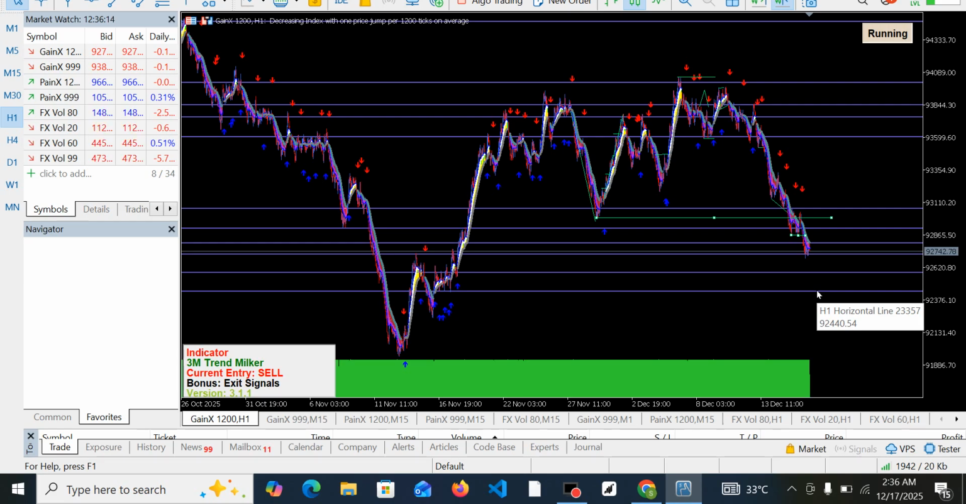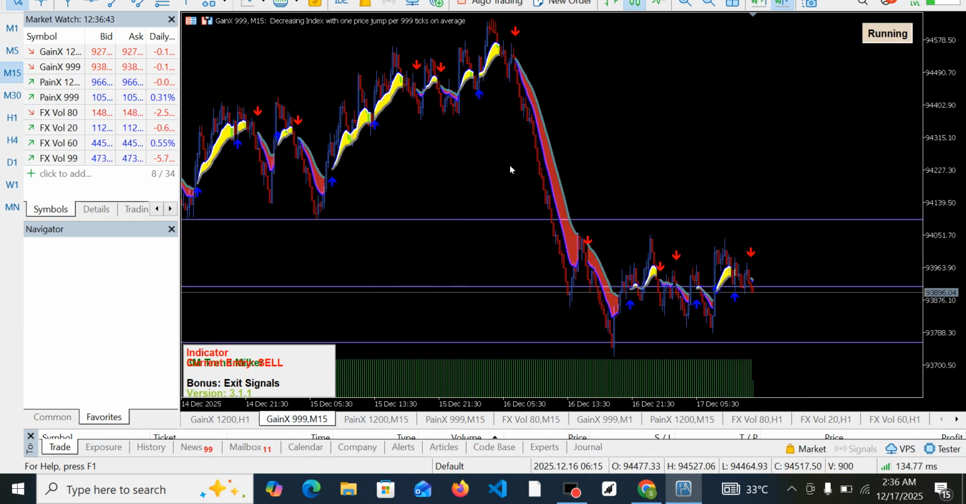So that is why I said the trend trading strategy is still one of the best trading strategies anyone can use. And of course, it is also important to check out the direction of the markets before you decide on what to do. Okay, now this is for GainX 1200. Congratulations to those that have taken this trade, which I dropped in the Telegram channel yesterday. They are in big profit right now. Okay, now let's check out GainX 999.